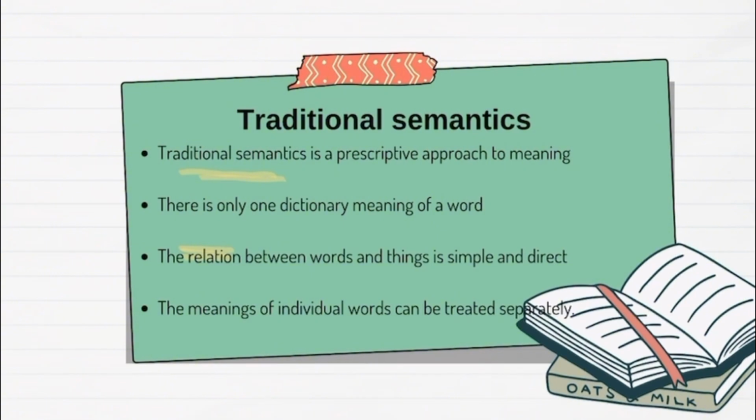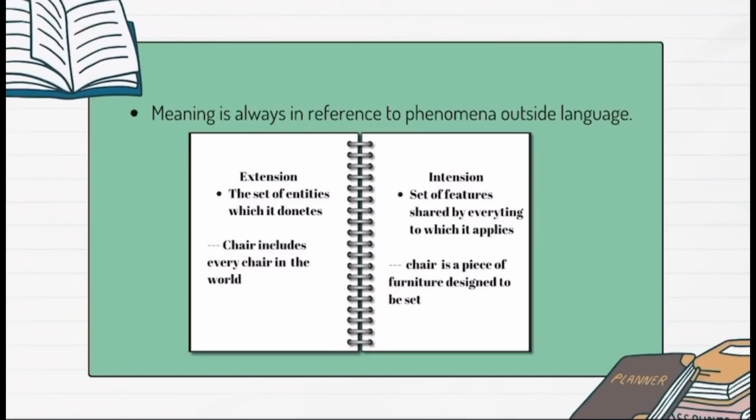Traditional semantics assumes that the relation between words and things is simple and direct. Another assumption is that the meaning of individual words can be treated separately. However, the meanings of words are often interdependent and can only be understood in the context of other words. And the third assumption: meaning is always in reference to phenomena outside language.